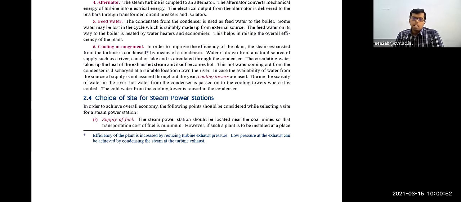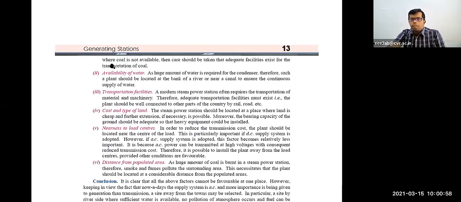Important factors: supply of fuel is very important. Next is availability of water. Ensure that your coal power plant is located near canals or near the dams, so that you can get water.